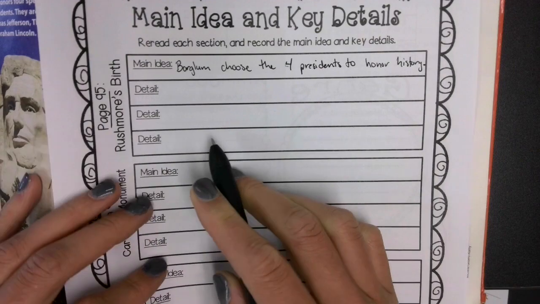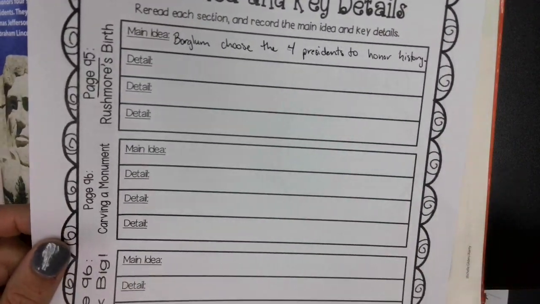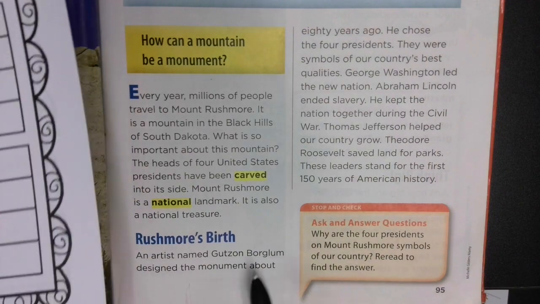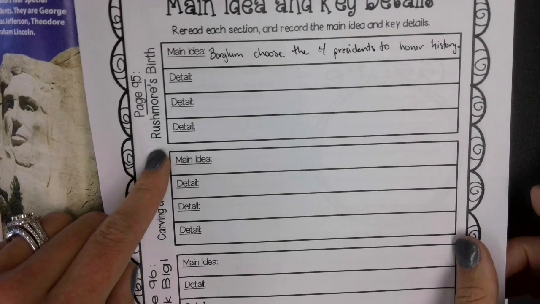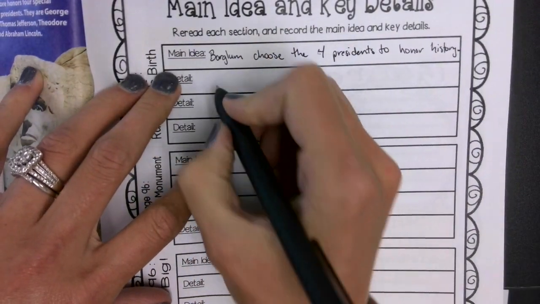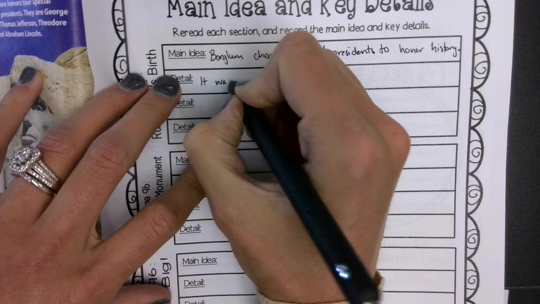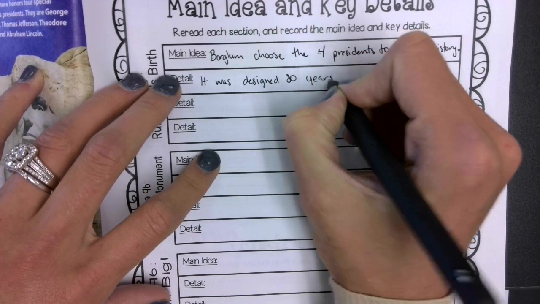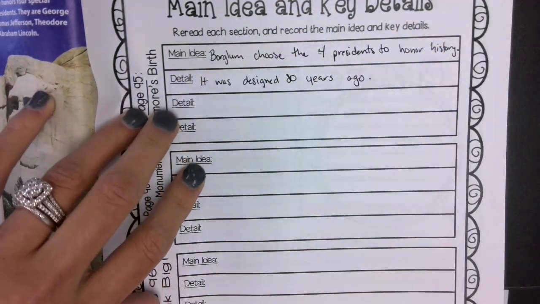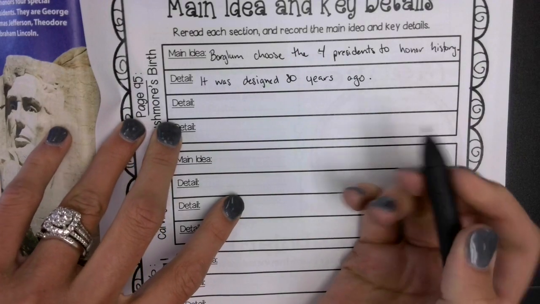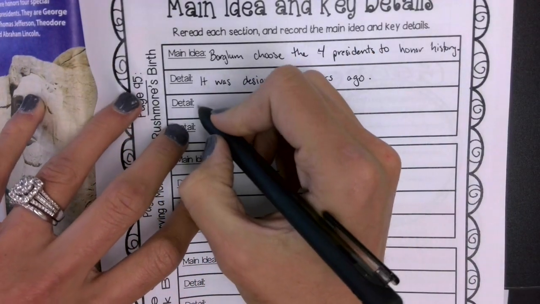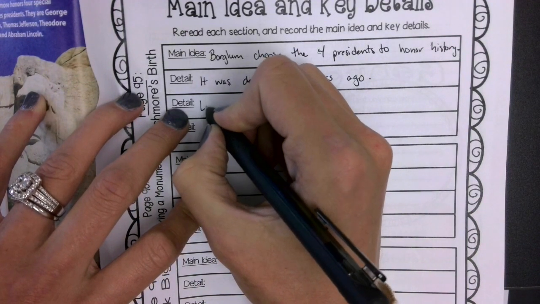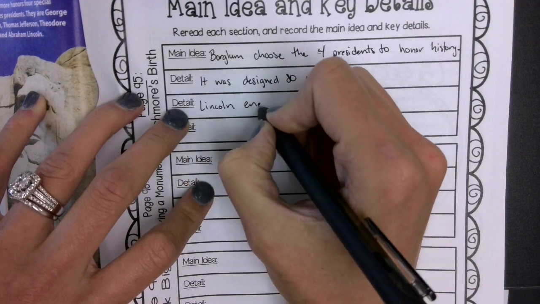All right. Now for our details, we're probably just going to tell something about that detail. So, it was designed 80 years ago. All right, then if I'm going to summarize what those details were about the presidents, maybe I'm just going to pick one of them for that detail. So let's pick Abraham Lincoln. So Lincoln ended slavery.